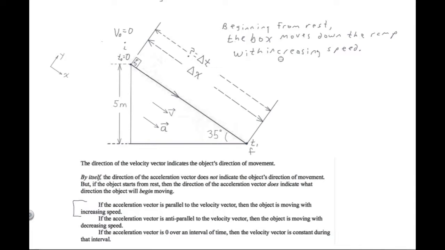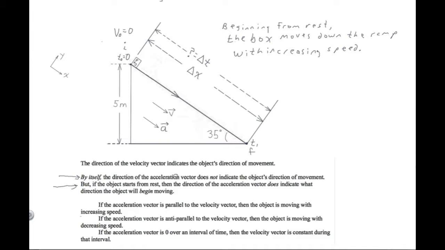So it does make sense that the acceleration is in that direction. So it makes sense that the acceleration is pointing in this direction so that the object can move down the ramp with increasing speed. Now, we've talked about how the acceleration vector does not indicate the object's direction of motion. But actually, that's a little bit of an oversimplification. The complete statement is that by itself, the direction of the acceleration vector does not indicate the object's direction of motion. But if you combine the acceleration vector with other information, sometimes that will tell you what direction the object is moving. That's something we haven't talked about before, but now we can talk about it.